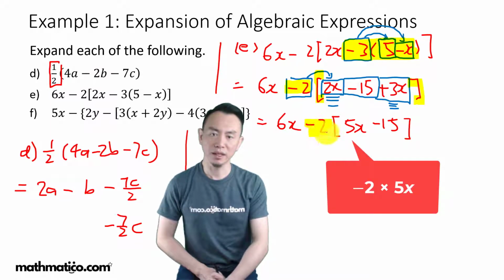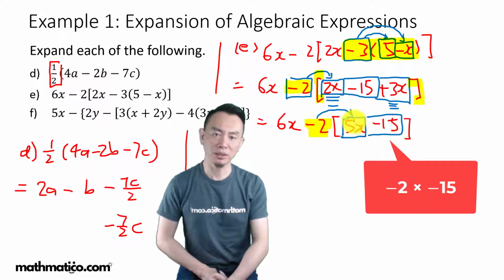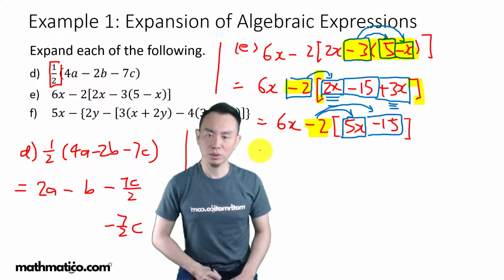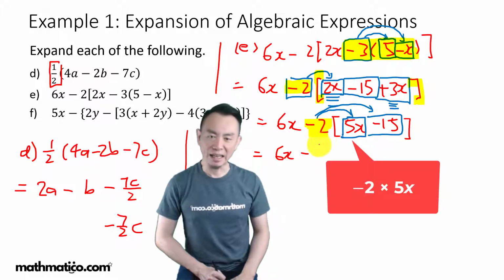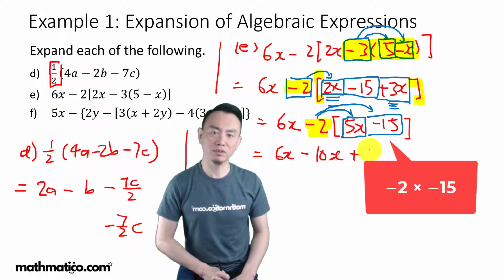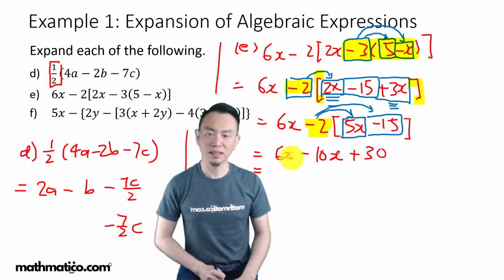So we have negative 2 that's multiplied to the 5x, negative 2 that's multiplied to the negative 15. Okay, so here you have 6x minus negative 2 times 5 is 10, and then you have an x here. Negative times negative is positive. 2 times 15 is 30. One last step, we just simplify this and then we are good. So we have 6 minus 10 is negative 4x plus 30.